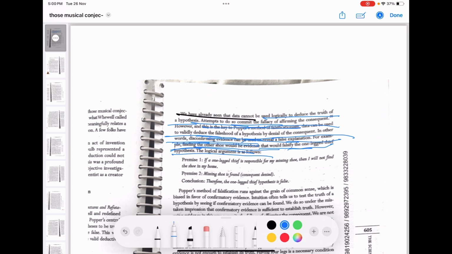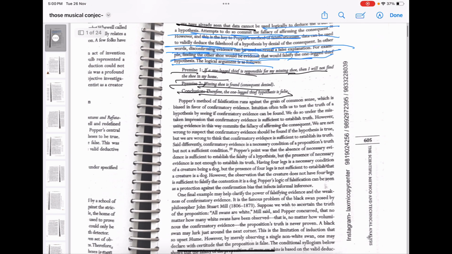The logical argument is as follows. Premise 1: if a one-legged thief is responsible for my missing shoe, then I will not find the shoe in my house. Premise 2: the missing shoe is found. Conclusion: therefore, the one-legged thief hypothesis is false.